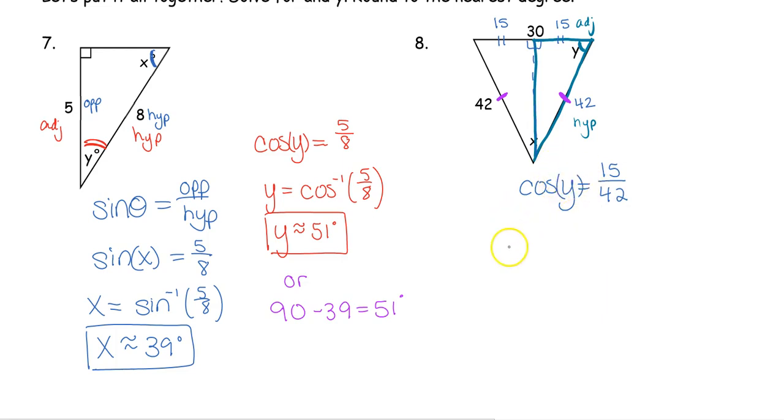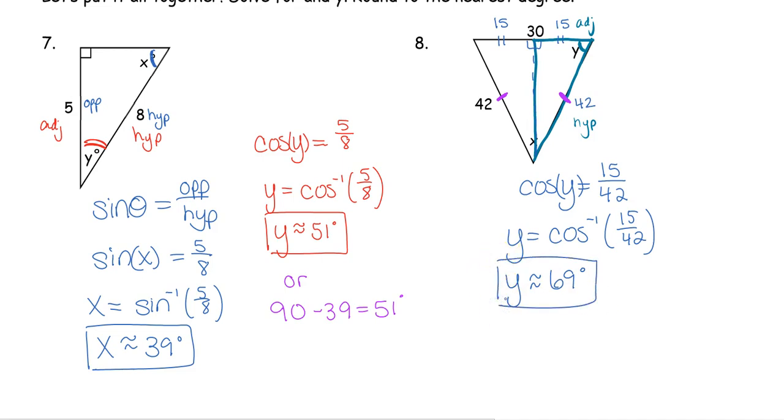To solve for that missing angle, we have to use our inverse trig. So second cosine, 15 over 42. We find that y is going to be about 69 degrees. Now from there, we now know that this angle right here is 69, which is going to help us find that third angle. We can do the 180 minus 90 minus 69, or we can just do 90 minus 69. Either way, we're going to find that that angle measure is 21.